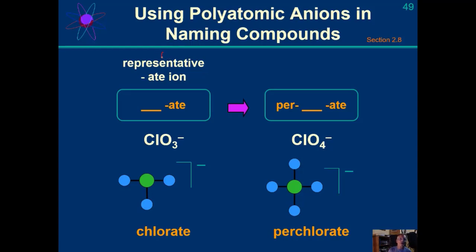Okay? So let's do something with phosphate. So here is PO4 with a 3 minus charge. That's phosphate. So if I had something like this, PO5 with a 3 minus charge, I would call this perphosphate. Okay, so the naming scheme for the oxoanions is really the same, but you have to know the ATE ion.